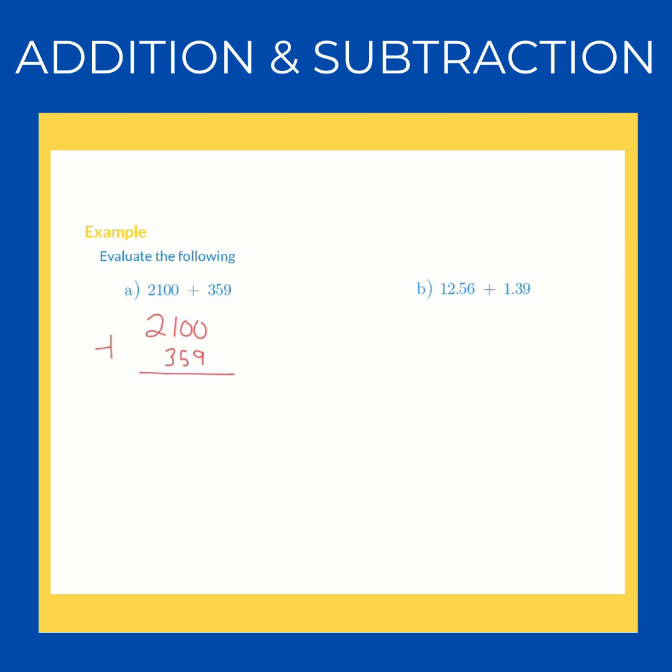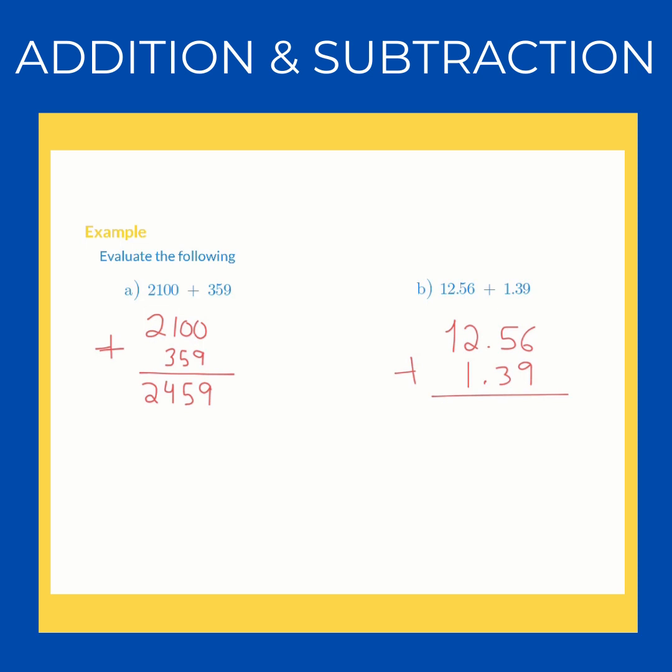So 0 plus 9 is 9, 0 plus 5 is 5, 1 plus 3 is 4, and 2 plus nothing is 2. Let me write what I just said. So the answer is 2,459. Now in the second example, I have 12.56 plus 1.39.